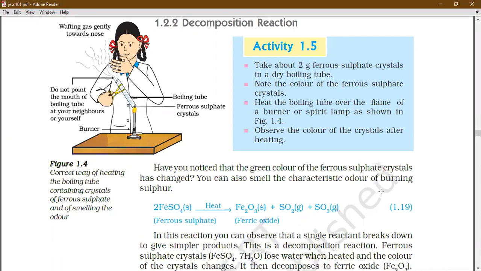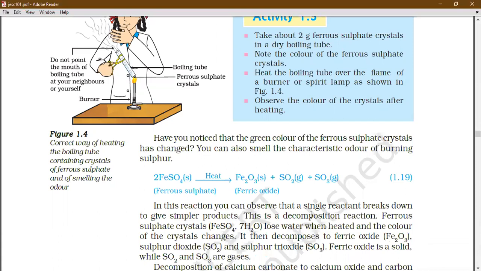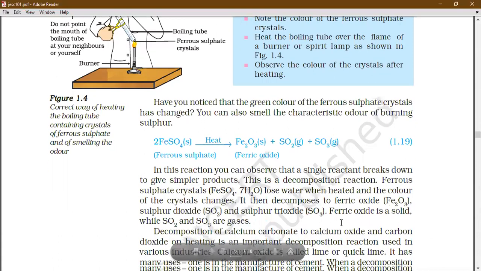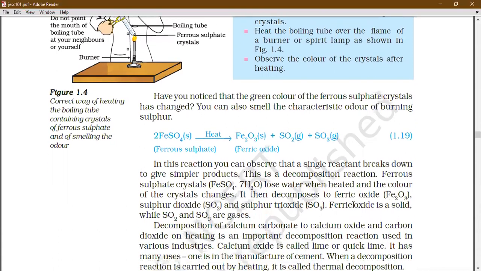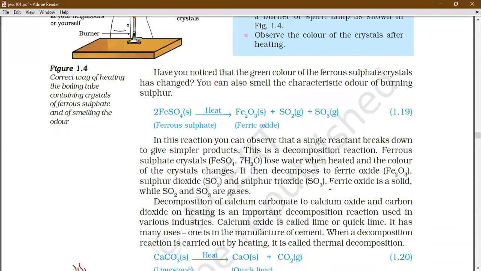2FeSO4(s) on heating gives Fe2O3(s) + SO2(g) + SO3(g). In this reaction, you can observe that a single reactant breaks down to give simpler products. This is a decomposition reaction. Ferrous sulfate crystals lose water when heated and the color of the crystal changes. It then decomposes to ferric oxide and sulfur dioxide, and along with that sulfur trioxide. Ferric oxide is a solid while SO2 and SO3 are gases.